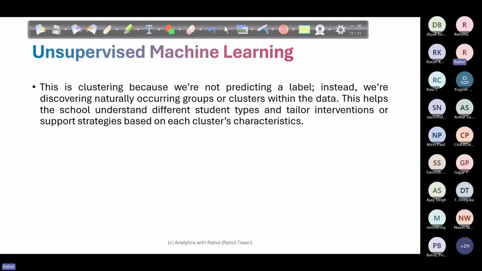This is clustering because we are not predicting a label. Instead, we are discovering naturally occurring groups or clusters within the data. This helps us understand different student types and tailor interventions or support strategies based on each cluster's characteristics.